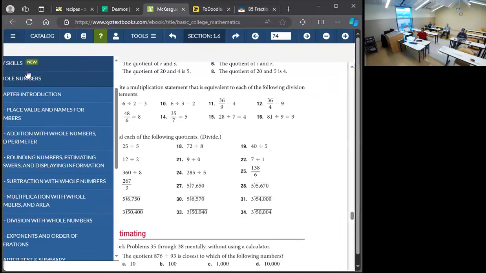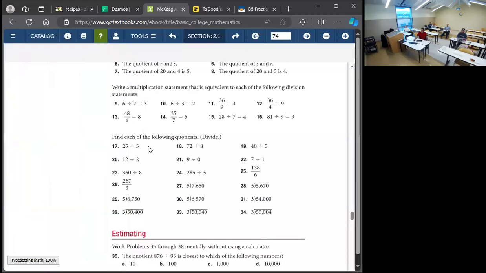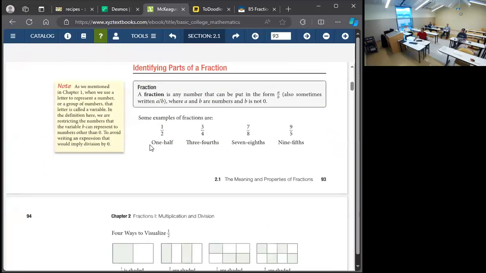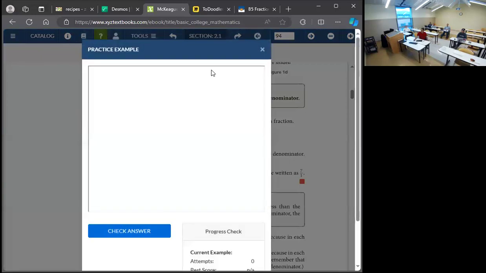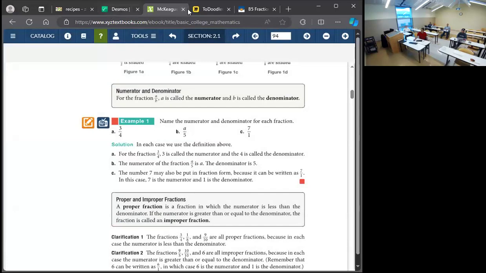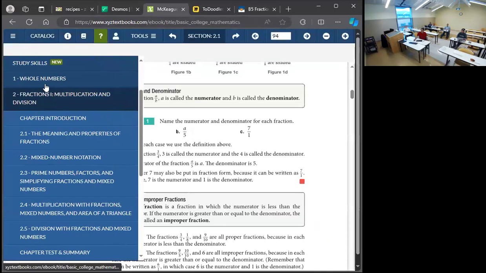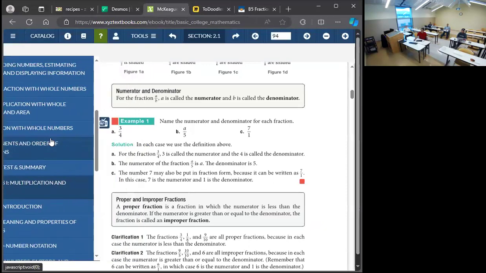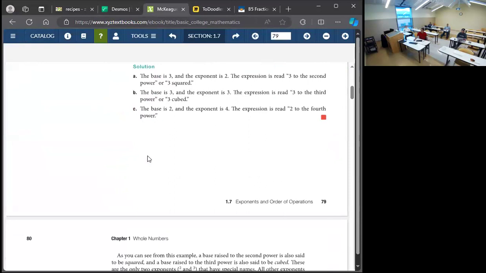Textbook, 2.1. Here's some about fractions and the example problems. Watch the videos, do similar ones. And then also 1.7. That was the thing about square roots.